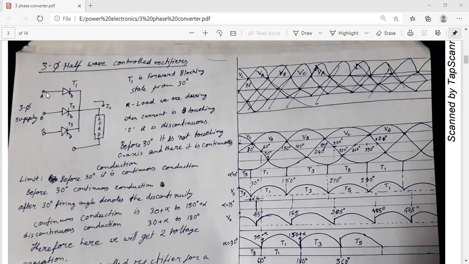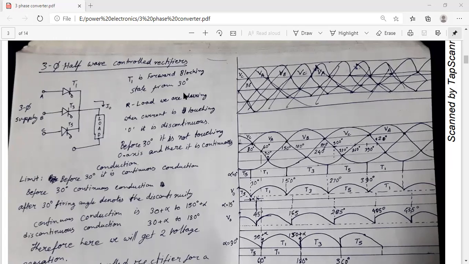And here the thyristors are connected. Suppose in phase A, thyristor T1 is connected; in phase B it is T3, and in phase C it is T5. So three thyristors are connected at the three phases of the three-phase supply. And here the R load is considered. Okay, so that is the half-wave controlled rectifier.